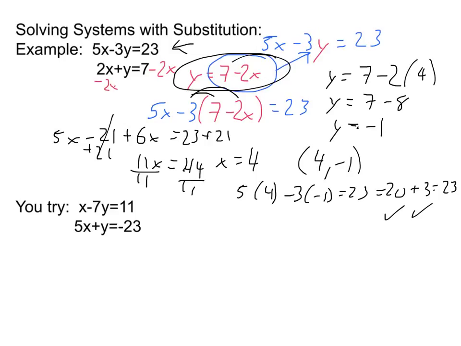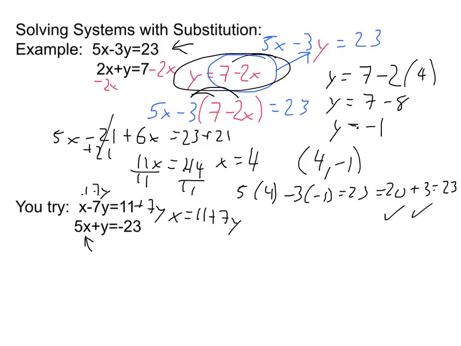All right, hopefully you solved both sides for x. Solved for x. So you moved that, you added 7y to both sides. So we get x equals 11 plus 7y.